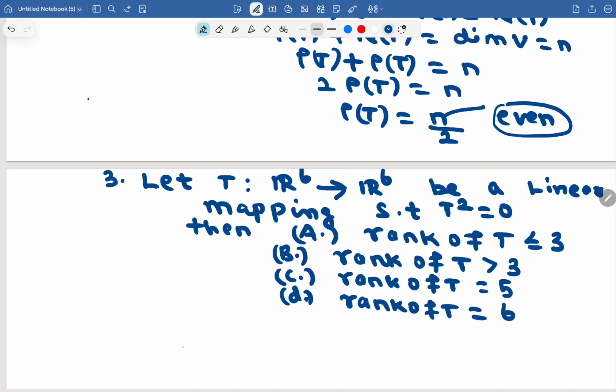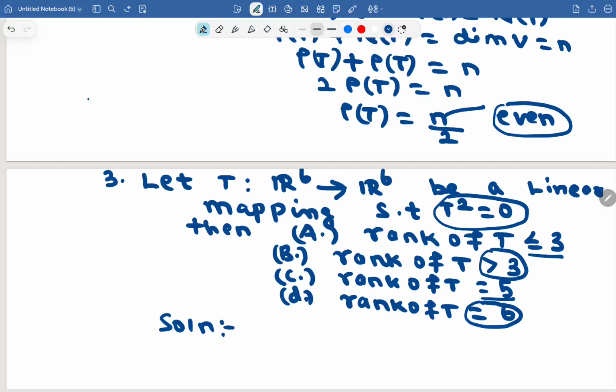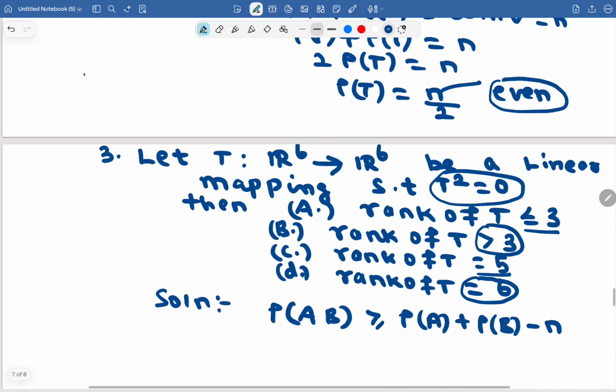Here in this problem, T maps from R power 6 to R power 6 as a linear mapping such that T square equal to 0. We have to find the rank of T, whether it is less than or equal to 3 or greater than 3 or equal to 5 or equal to 6. Solution. We know rank of AB is greater than or equal to rank of A plus rank of B minus n.